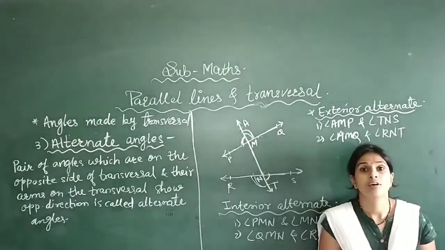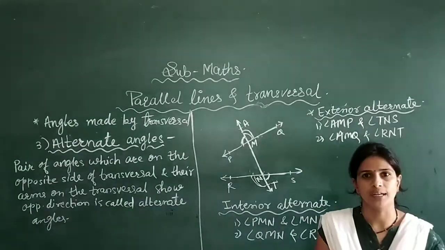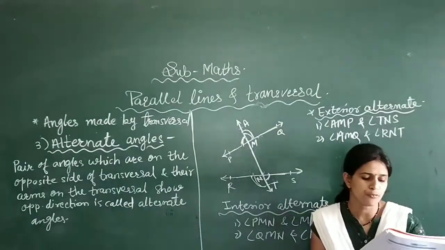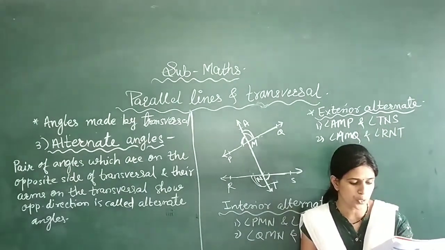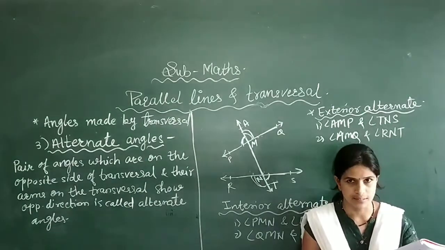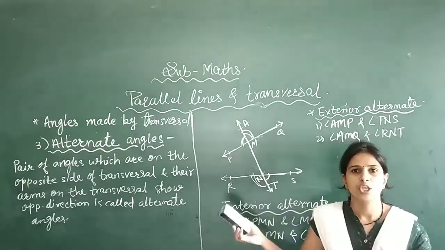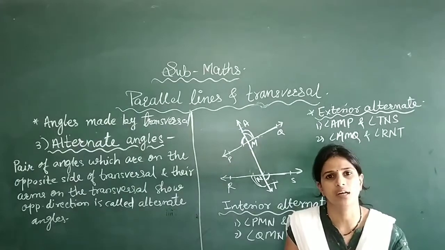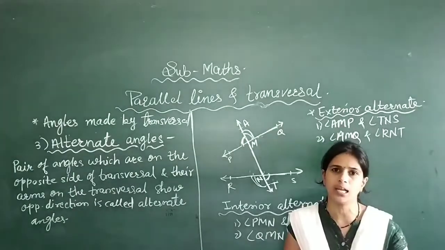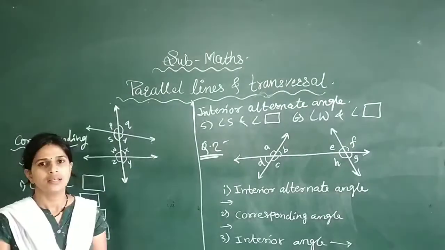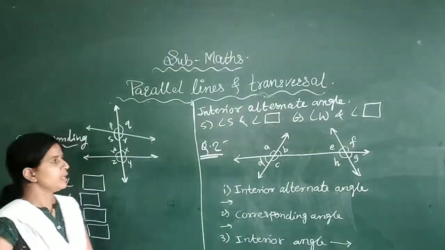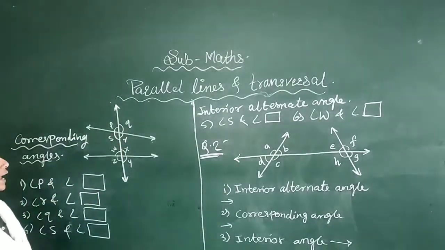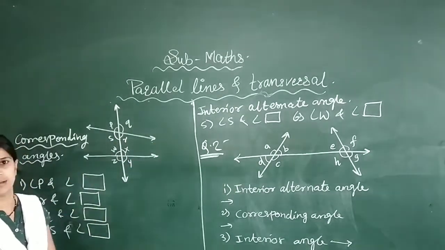Today we are going to start with practice set number 2.1. See the first example. One figure is given and you have to fill the boxes with respect to corresponding angles and interior angles. Now I draw the figure. You just write it down. I'll explain it, and try to find out which are the corresponding angles and which are the interior angles. See practice sheet 2.1. In that, the first question is: this diagram is given to you and you have to write down the corresponding angles and interior angles with the help of this diagram.